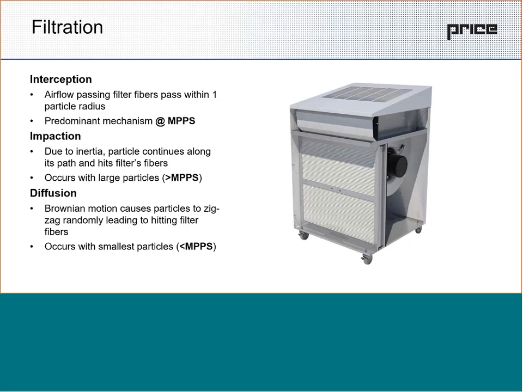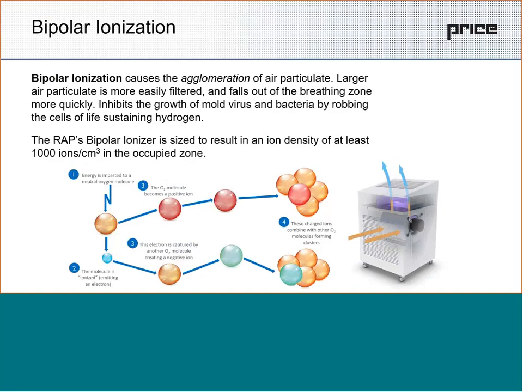And this is where a lot of people get lost in the weeds, but small particles don't move in straight lines. They zigzag, they move in a motion called Brownian motion. These particles will actually end up hitting the filter fibers, even though they're small enough to pass through, because of their erratic movement. So that's pretty much the three main ways that all filtration works, as far as physical filters.